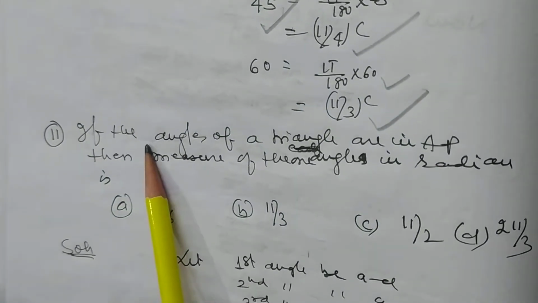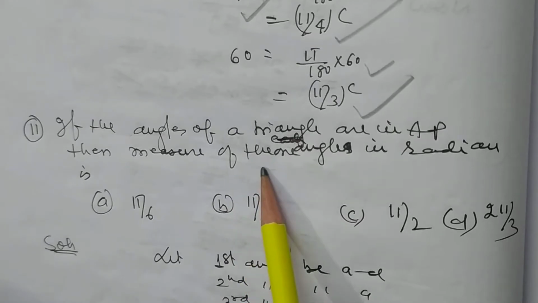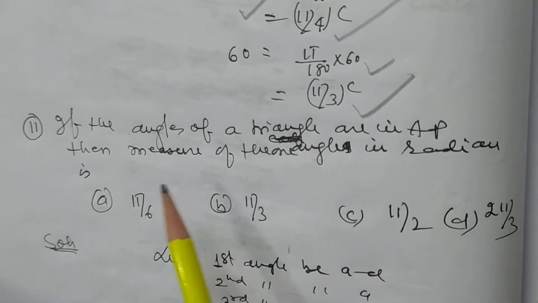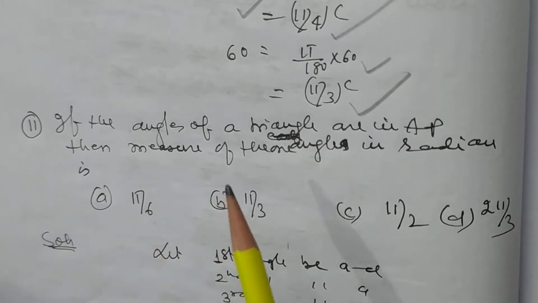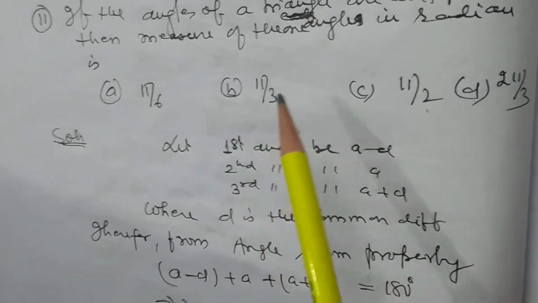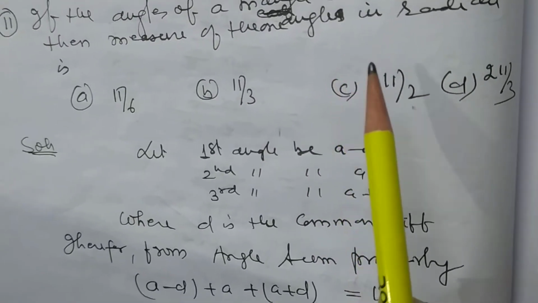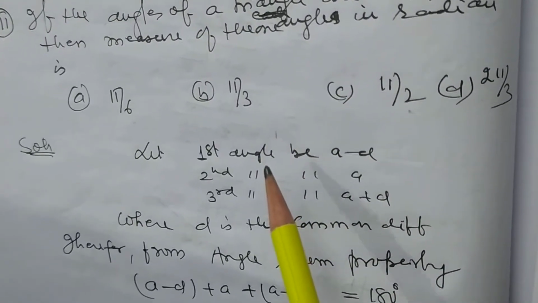My dear student, if the angles of a triangle are in AP, then the measure of one angle in radians is: pi by 6, pi by 3, pi by 2, 2 pi by 3. Here, my dear student, there is no first term and no common difference. But the sum of angles of a triangle is 180 degrees.